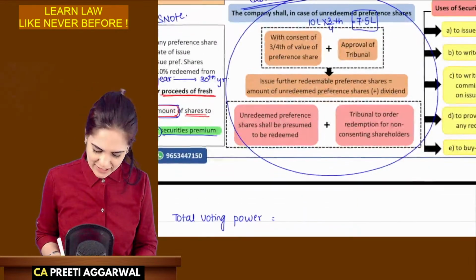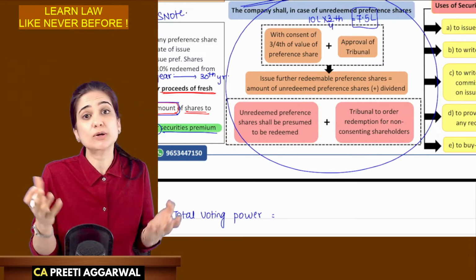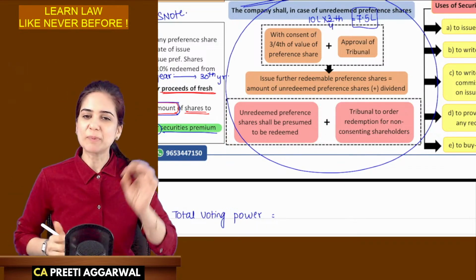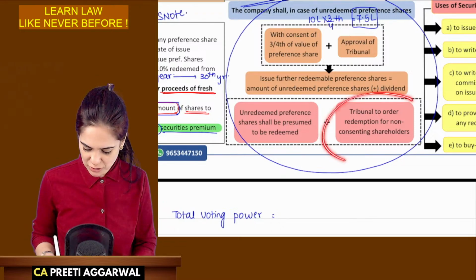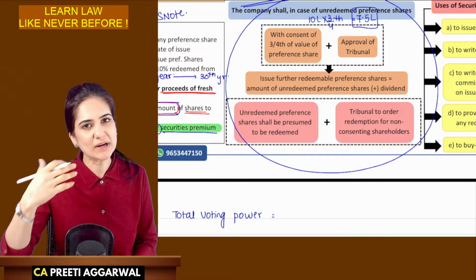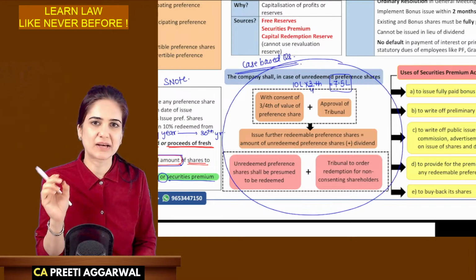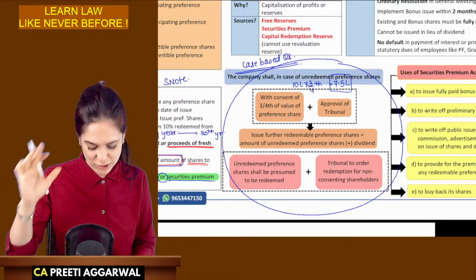So then in that case, the unredeemed preference shares shall be presumed to be redeemed, but not all may consent to this. So people who do not consent, those preference shares will be redeemed. Okay, so the non-consenting shareholders will be redeemed. Please learn this for exam. It can be asked as a case-based question.